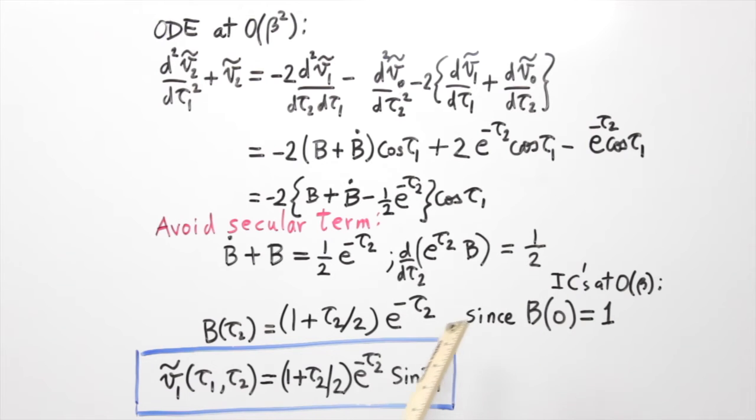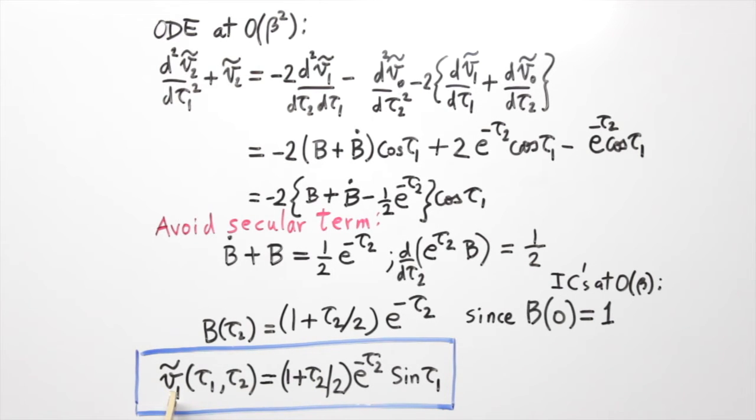Incorporating that, the solution is that v1 tilde, its dependence on the fast and slow time, is given by this expression here: 1 plus tau 2 over 2, times the exponential of minus tau 2, times a sine function. So it's an oscillation whose amplitude, if we plot it as a function of the slow time tau 2, will grow and then decay, but will never become unbounded. It's a well-bounded behavior.